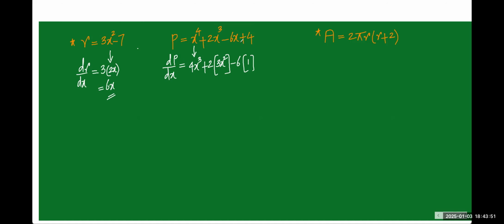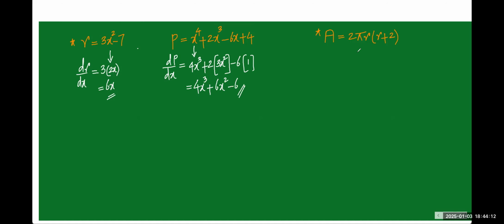x with respect to x is 1. And then 4 is a constant, so 0. You can apply the rule here also, nx power n minus 1, same thing, 0. So finally, what's the answer? 4x cube plus 6x square minus 6, and that's it.